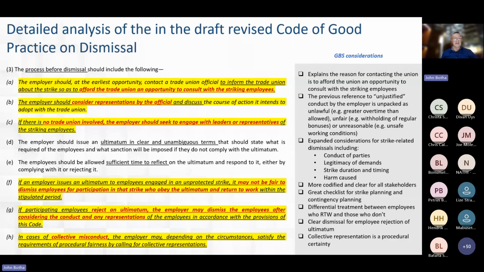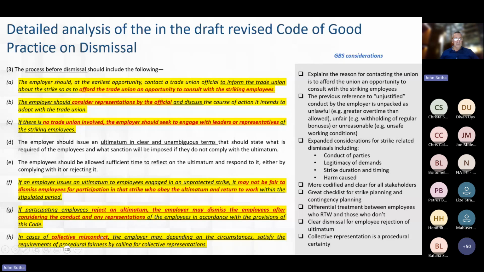Make sure the ultimatum is clear and unambiguous, and make sure that if people do return to work and you said you wouldn't dismiss them, then comply with that particular undertaking, or word the ultimatum in an appropriate manner. And then ultimately, colleagues, they say, if they reject the ultimatum, you can dismiss. How do you dismiss? That talks of that in point H.